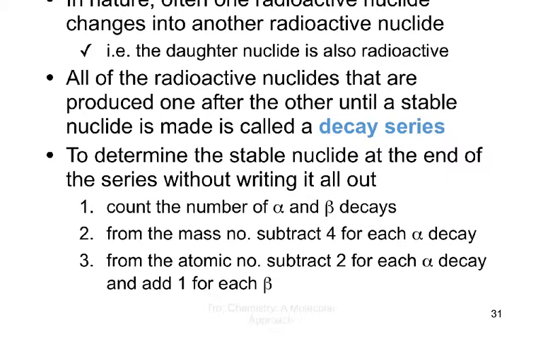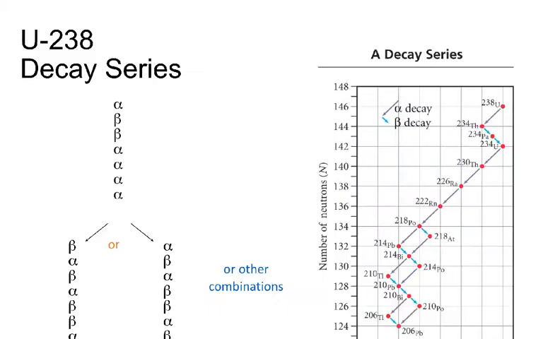So to determine where your stable nuclide is at the end, you can count the number of alpha and beta decays, and then from your mass number, subtract 4 for each alpha. From your atomic number, subtract 2 for each alpha and add 1 for each beta.